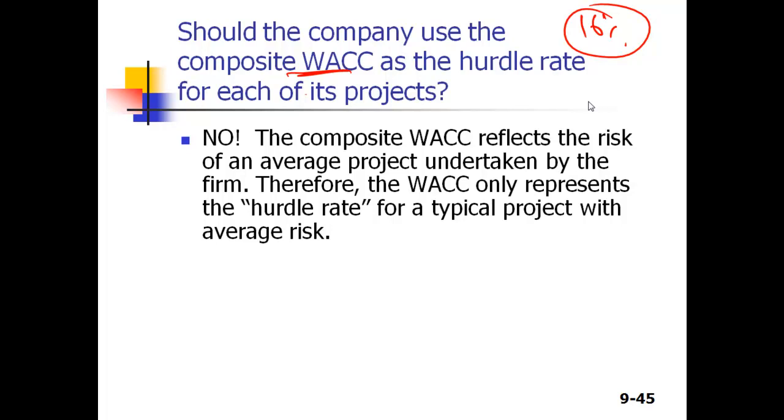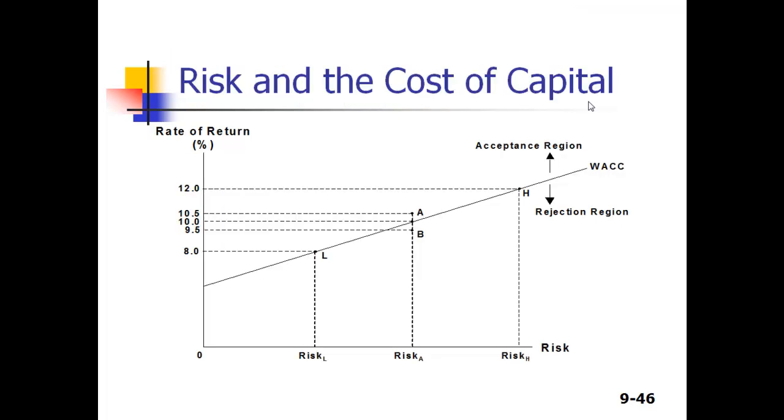So what do we mean by composite WACC? That's the overall WACC for the company. But different projects have different levels of risk. So let's say that you have a few different projects. Let's say you have a project L, and project H over here, and project A and B. Let's just call this M for now in the middle. Is it reasonable to say that different projects have different levels of risk?